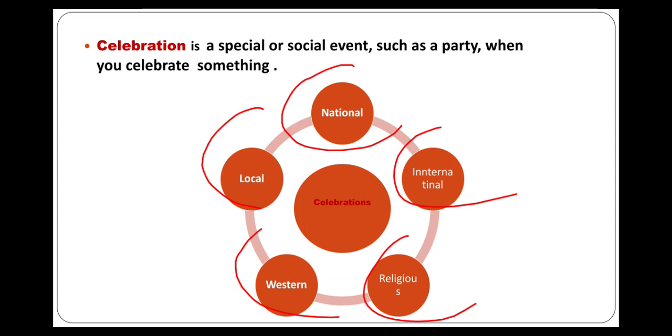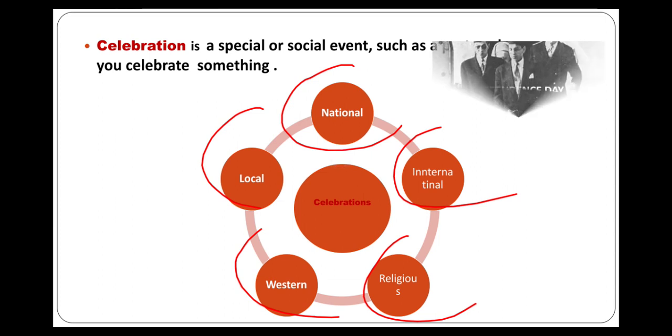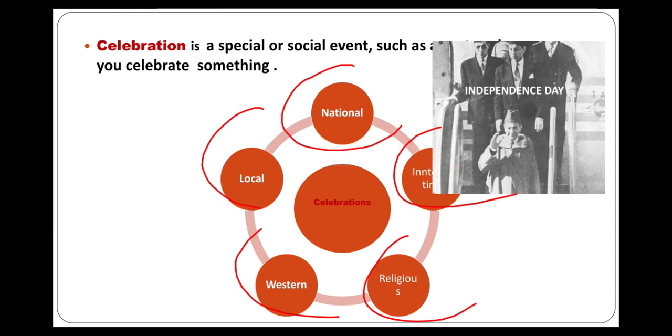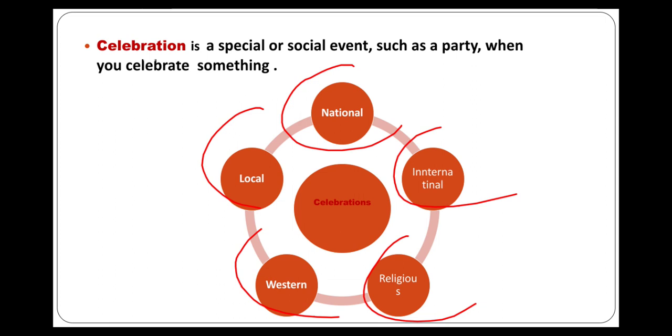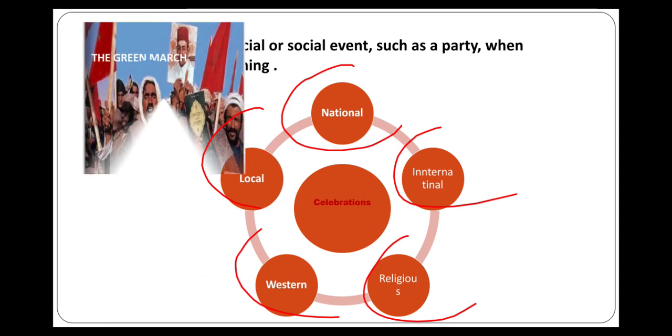An example in Morocco is the Independence Day. The Independence Day is an event which is celebrated by everyone in the country. Another example is the Green March. The Green March is an event which is celebrated by everyone in the country. So these are 2 examples of national celebrations.